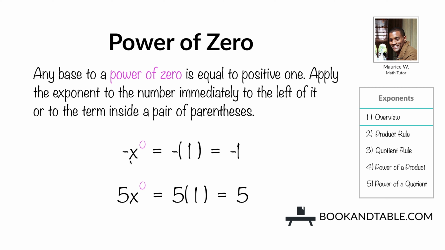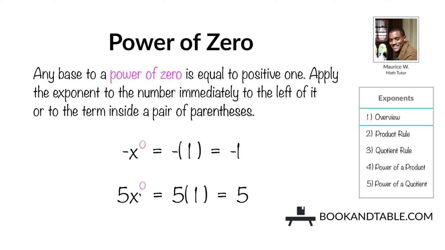Now, if you have a negative, and the negative is not inside the pair of parentheses, the exponent is only applied to the term. So negative x to a power of 0 is equal to negative times whatever the result of x to the 0 is, which is 1. So that would give us negative 1.